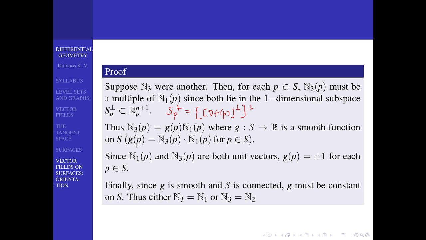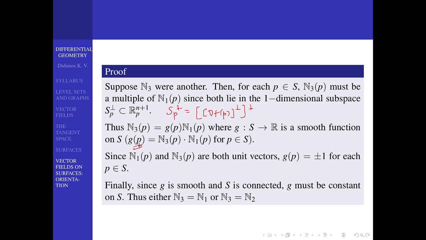Why is it smooth? This g of p can be obtained by taking the dot product on both sides. You get n3 of p dot n1 of p. Here we have n1 of p dot n1 of p, the norm of n1 of p squared, that is 1. So from the right side you get g of p, and from the left side you get n3 of p dot n1 of p. But we know that these two are smooth vector fields, so the dot product is also smooth. So g is a smooth function, meaning a differentiable function defined on all points of S.